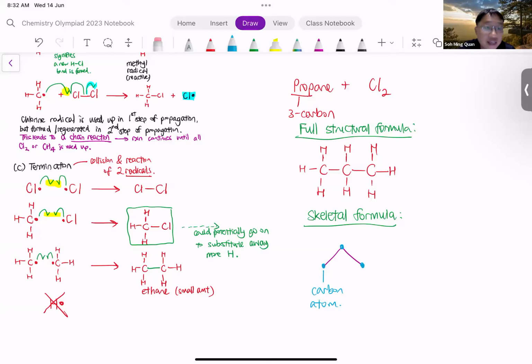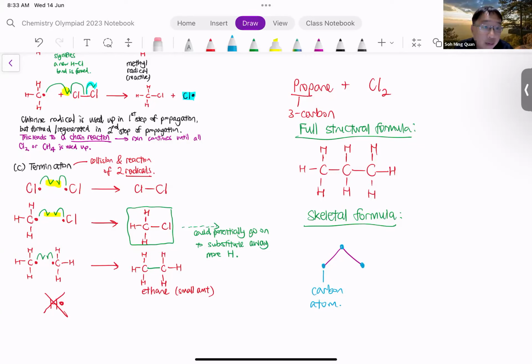Now, obviously, in the skeletal formula, we will not draw the dots out. We will just draw the lines. So it's understood that you will be able to visualize the end of every line is a carbon atom. So there are 3 carbon atoms there. Now, so where are the hydrogen? The key thing is the skeletal formula doesn't show the C-H covalent bond.